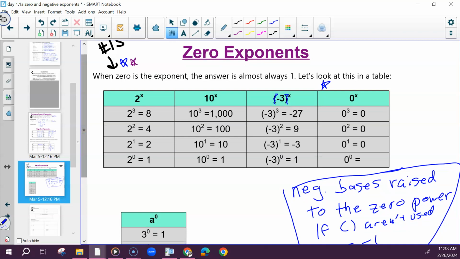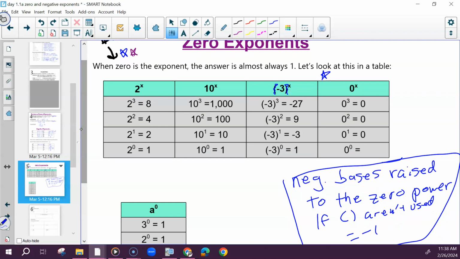When 0 is the exponent, the answer is almost always 1. So I'm going to show you when that is not the case, but any other time why that would be the case. So let's say I had some 2 to the x, and I started putting in values. We know 2 to the first would just be itself, 2 squared would be 4, and 2 to the third would be 8. So in each of these, I'm really dividing by 2. So if I were to divide by 2 again, I'd get 1.